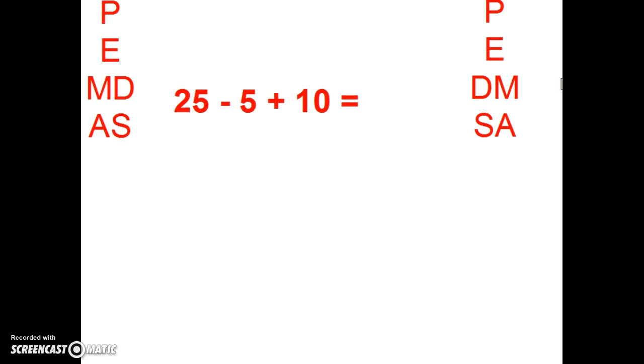I see subtracting and adding. They have equal power because remember it's Aunt Sally, Sister Alice. So since subtracting is first in line on this one from the left, just like the order I would read in, 25 minus 5 gets me 20. 20 plus 10, I get to 30.